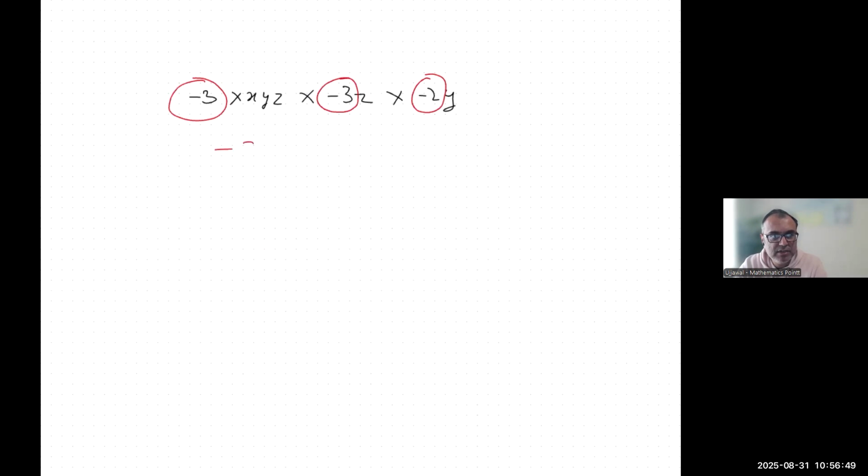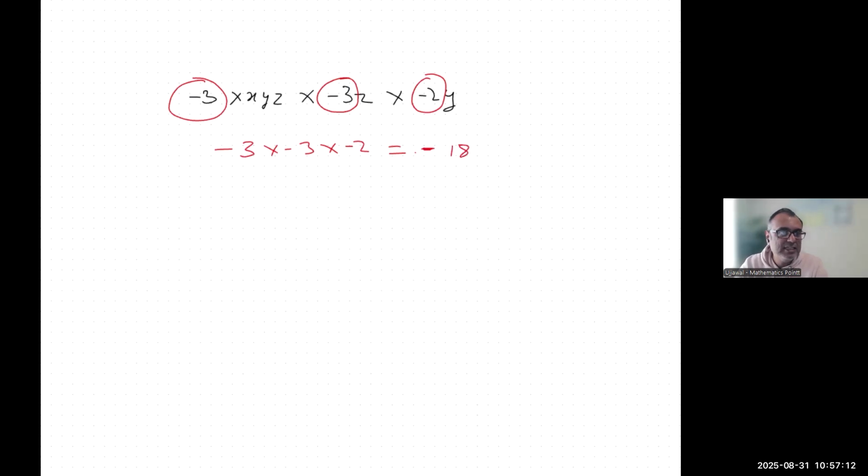-3 times -3 times -2. What's the answer? When you multiply three negative terms, the answer will always be negative. Always remember that. Yes, it's -18.